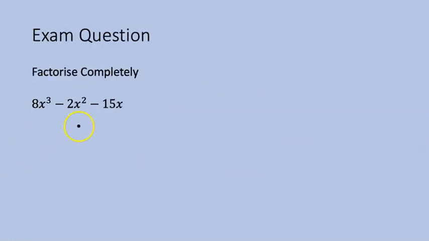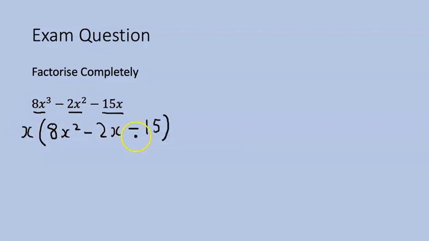Now here we've got an exam question. X cubed minus 2x squared minus 15x. And we've got to factorise this completely. So first things first, I'm going to do as I've done previously with the cubics. Look for common factors. I've got common factors of x here, so I'm going to write this underneath. X cubed divided by x is x squared. Minus 2x squared divided by x is minus 2x. Minus 15x divided by x is minus 15.